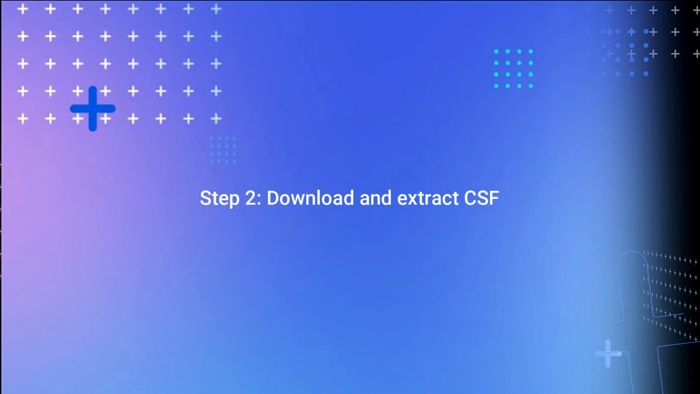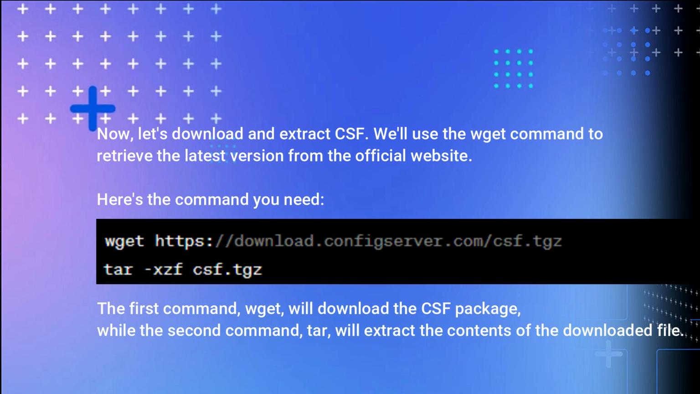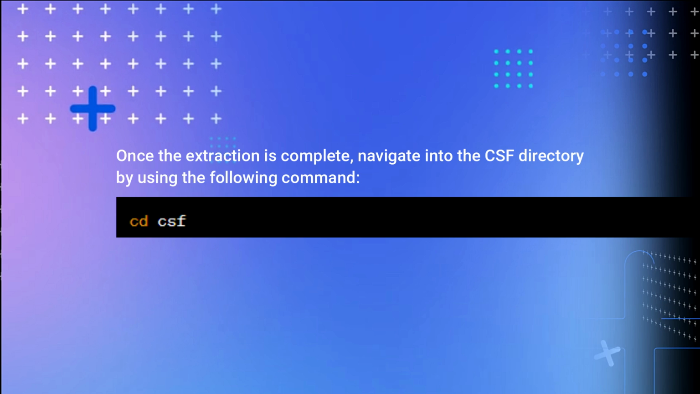Step 2. Download and extract CSF. Now, let's download and extract CSF. We'll use the wget command to retrieve the latest version from the official website. Here's the command you need. The first command, wget, will download the CSF package, while the second command, tar, will extract the contents of the downloaded file. Once the extraction is complete, navigate into the CSF directory by using the following command.